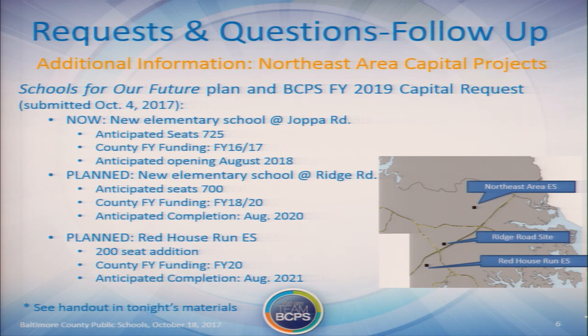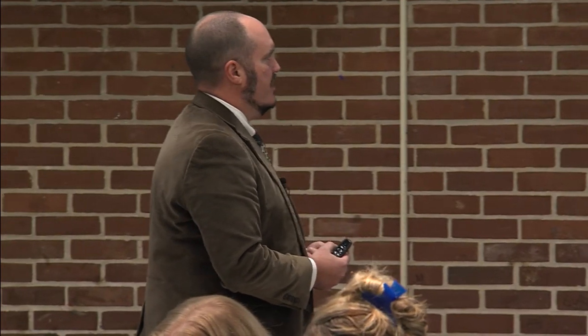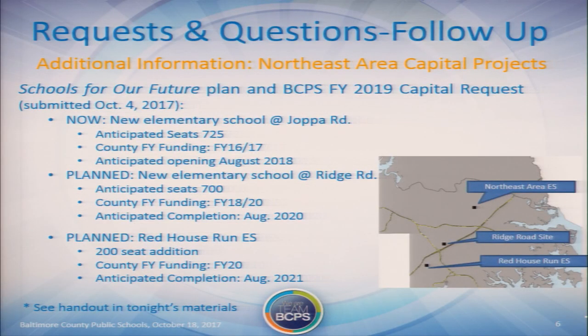And right here, this is Joppa View, the southern part of our study area. And that Ridge Road site sits right down here. So it's not far from the southern area like we were discussing at the last committee meeting. This new elementary school at Ridge Road is anticipated to have 700 seats. There is funding in FY 18 and 20, and it is in the budget to be a project. Historically, if projects are at this phase, they do follow through and get funding and come to fruition. So the anticipated completion is August 2020.